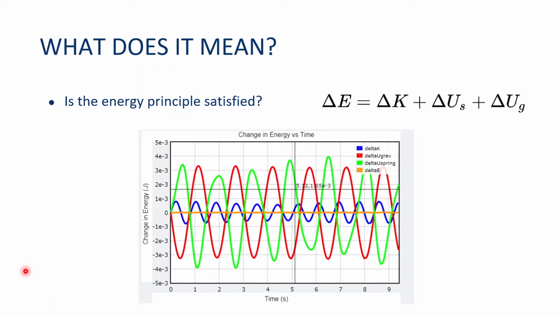Now, what does it mean? Is the energy principle satisfied? By the energy principle, we know that the change of energy is equal to all these components. And since it states that the change of energy of the system is equal to the change of energy of the surroundings, and there's no external work on the system, we know that the energy of the surroundings is 0, and over here we do see that the change of energy is equal to 0 on this graph.